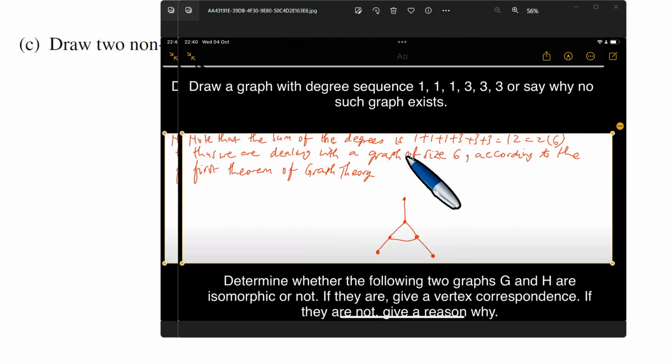Yes, it was possible. Why? Because we have three vertices of degree one, so it's 1, 2, 3. And then we have three vertices of degree three each. So this one is 1, 2, 3 edges, degree three, 1, 2, 3 edges, degree three. As a consequence, it's possible to construct this graph up here.